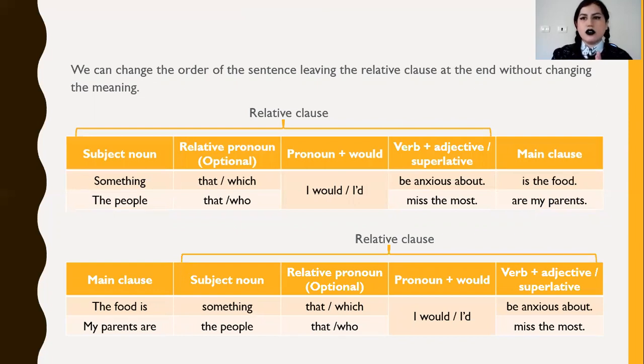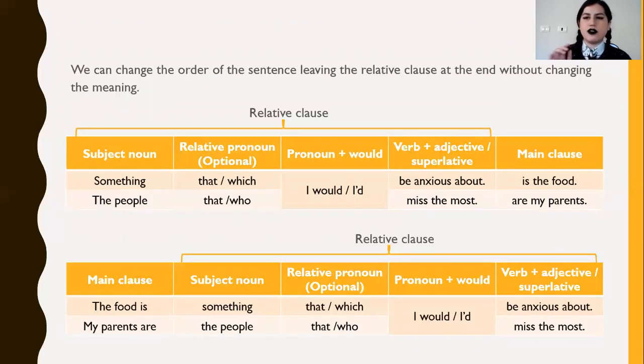Then we can change the order, as I mentioned before. We can have the relative clause at the beginning of the sentence or at the end of the sentence, and both are correct. So we can say something that I would be anxious about is the food. But we can also say the food is something that I'll be anxious about. Remember, the relative pronoun is optional. So we can remove that, which, or who. We can remove it and it's still correct.